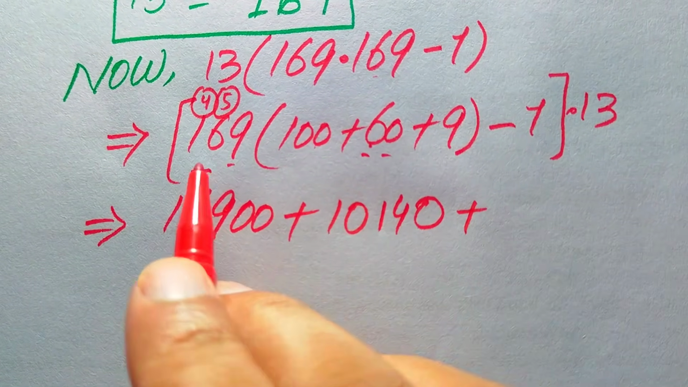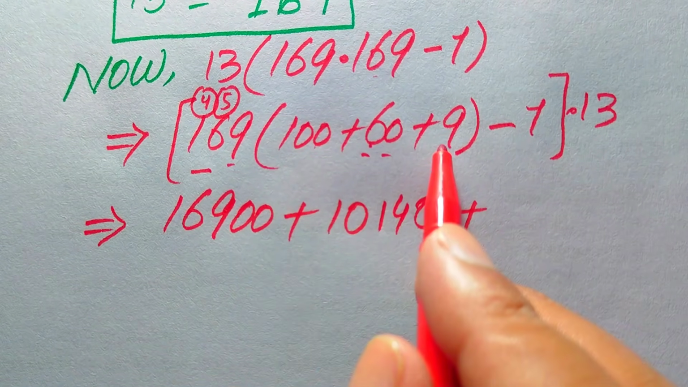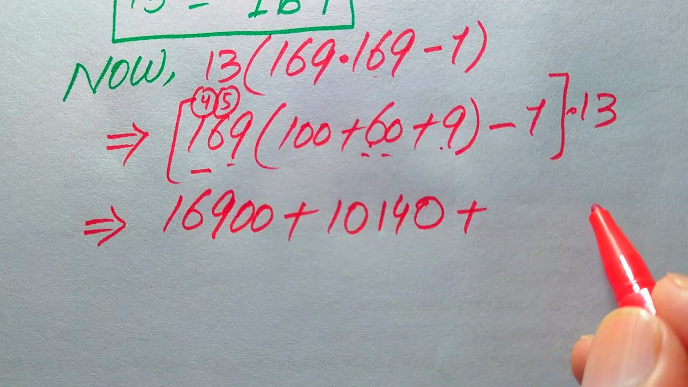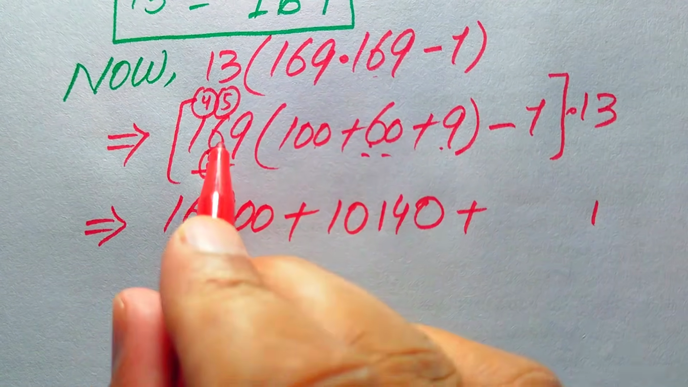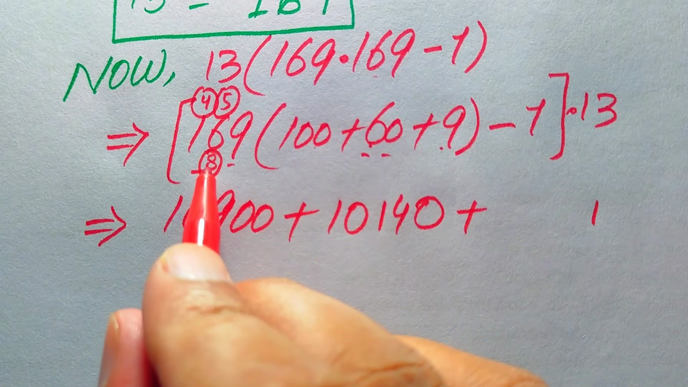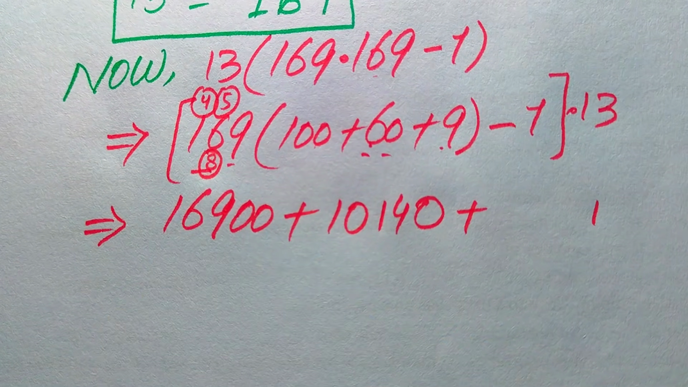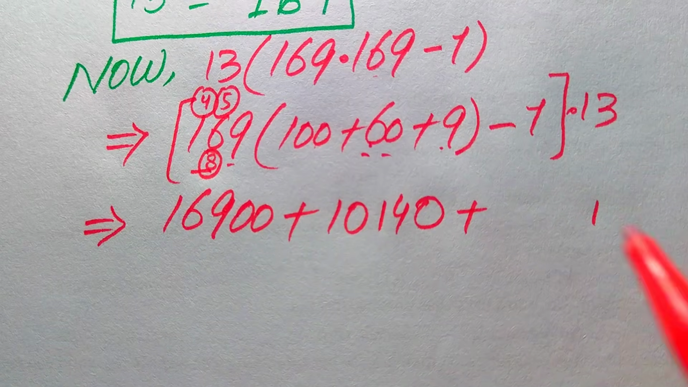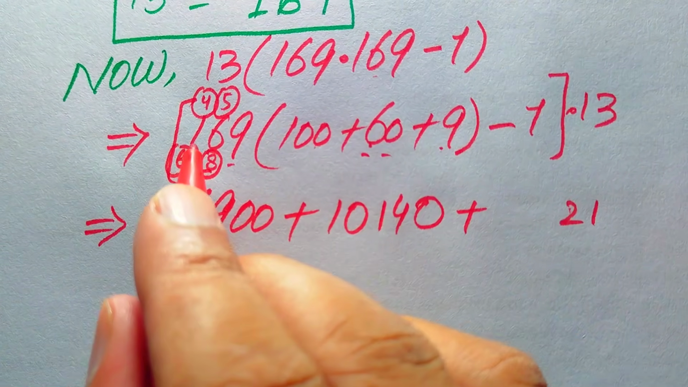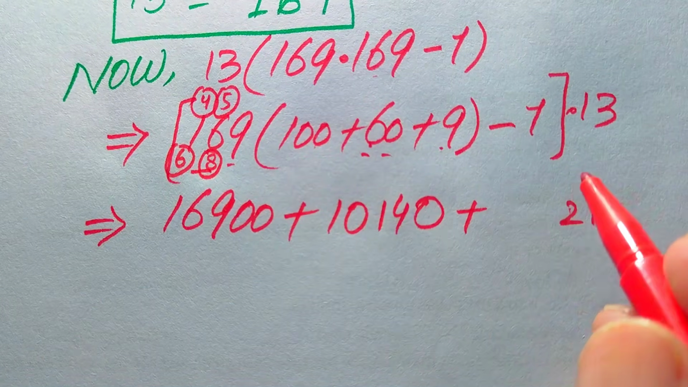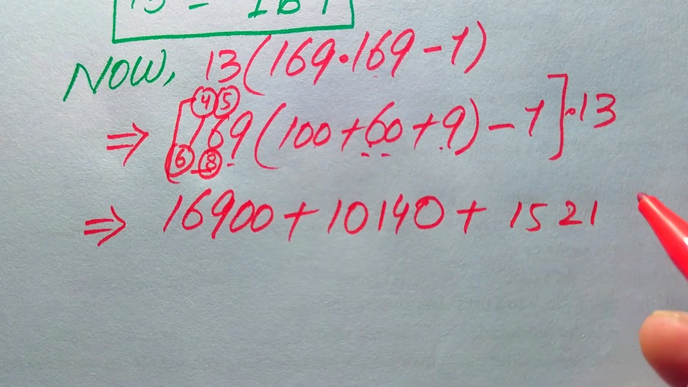And in the same pattern we multiply 169 by this 9, and we get 9 nines are 81. We write 1 and carry 8. So 9 sixes are 54. 54 plus 8 becomes 62. We write 2 and carry 6, and 9 ones are 9. 9 plus 6 becomes 15.